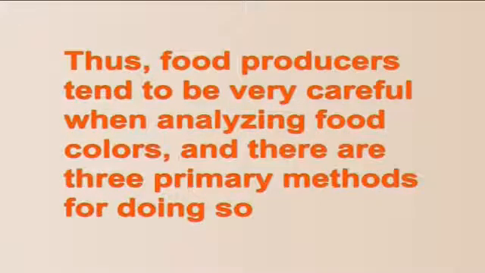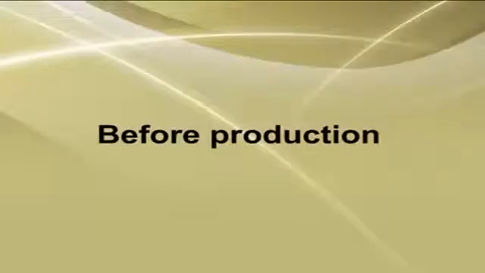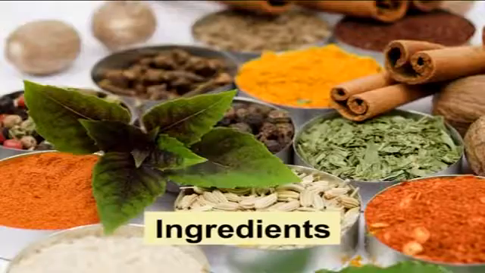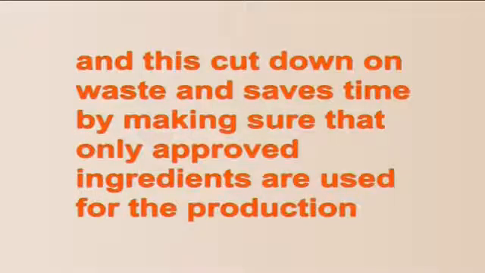Thus, food producers tend to be very careful when analyzing food colors, and there are 3 primary methods for doing so. Before food production, food producers tend to collect resources and ingredients from many places before they produce the actual end product. These ingredients and raw materials can be analyzed using a spectrophotometer to ensure that no non-standard ingredients reach the production line, and this cuts down on waste and saves time by making sure that only approved ingredients are used for the production.